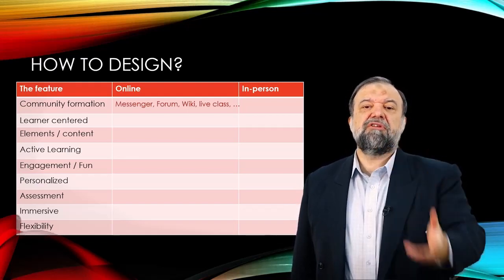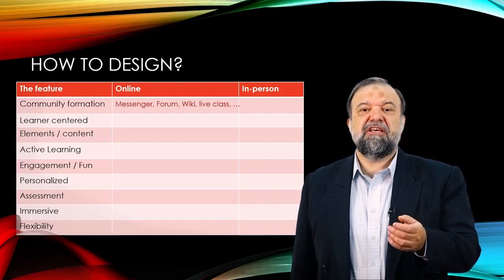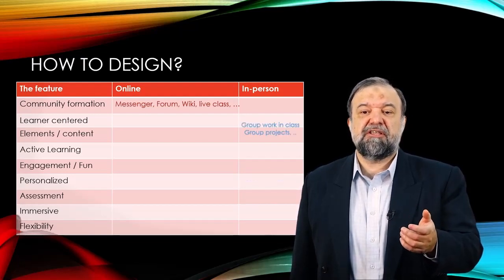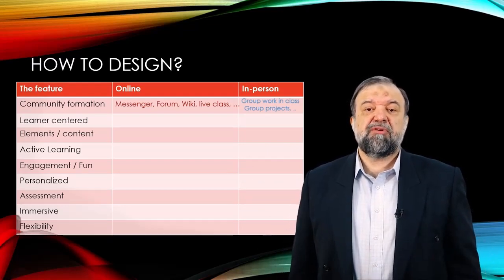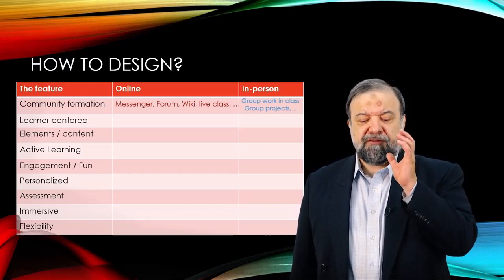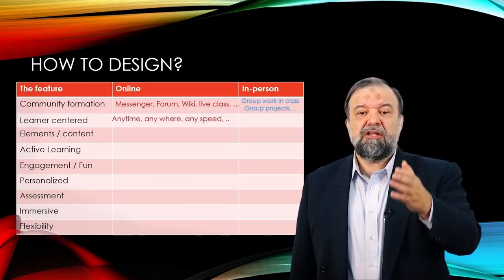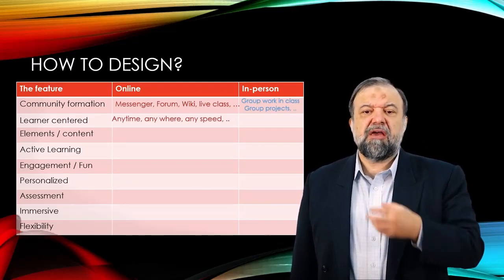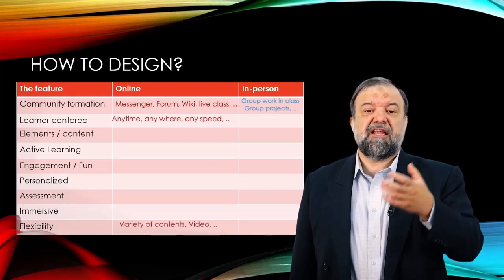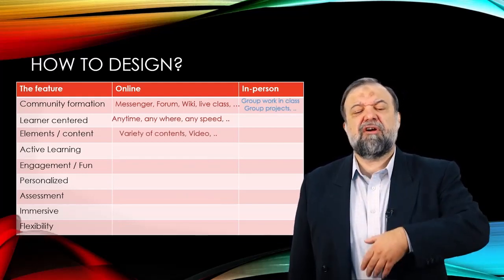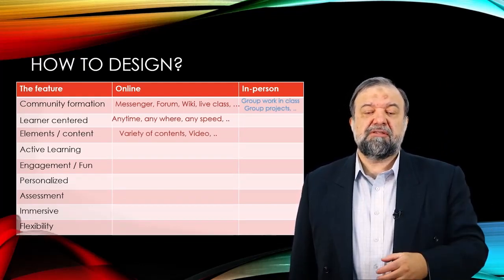So for community formation, we have messengers, forum, wiki, live classes in online learning, and in person we have group works, projects, team projects. So these are the implementation of community. For learner-centered in online, we have anytime, anywhere, anybody, any speed, they can access the information and learn. For elements, we have a variety of contents: PDF, PowerPoint, video, simulations.